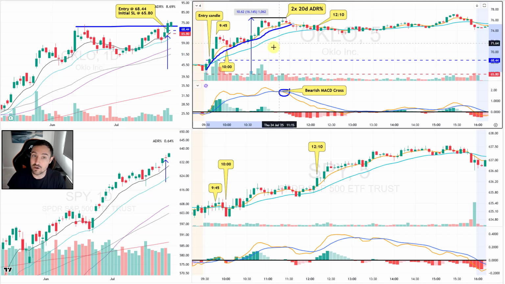So I'm using this as a guardrail, and again, if you close below that 5-minute 6 EMA, then I may think about exiting, if it's starting to show intraday relative weakness.